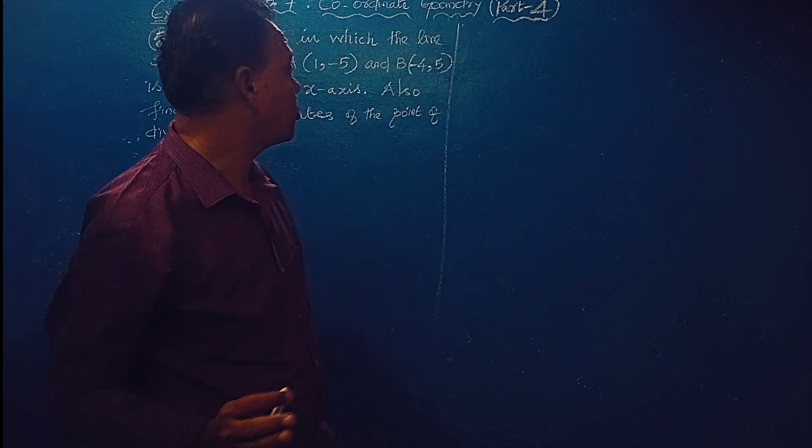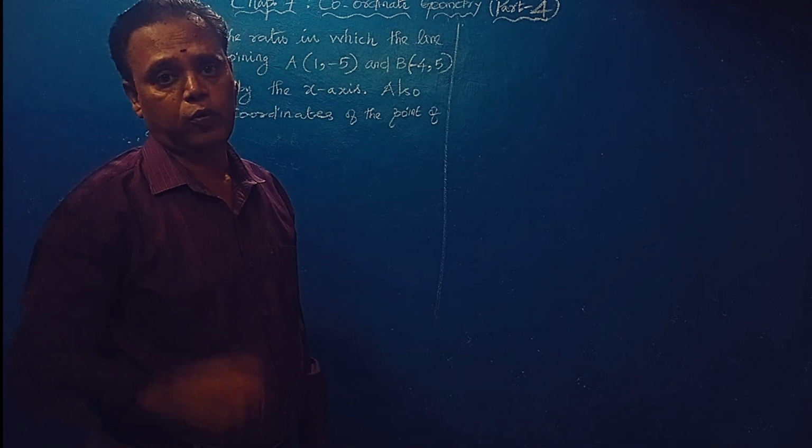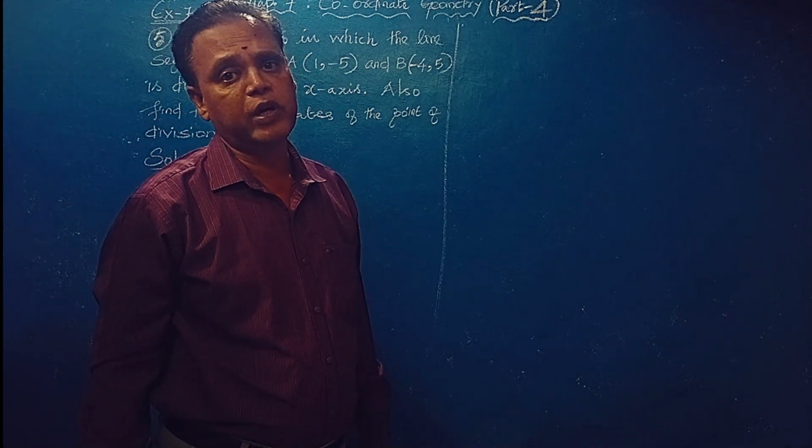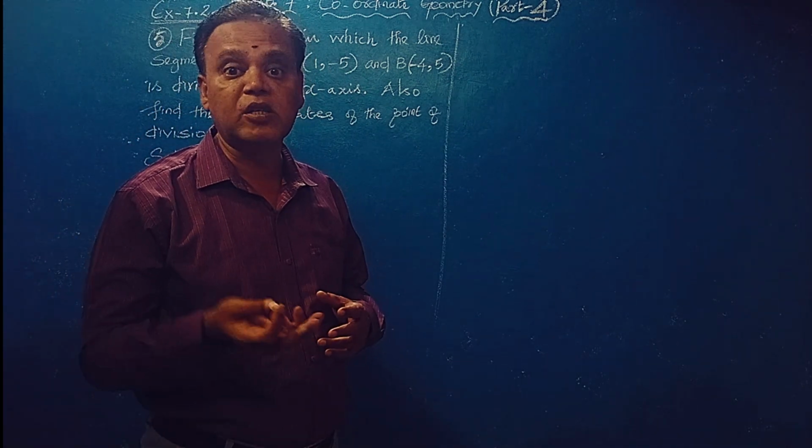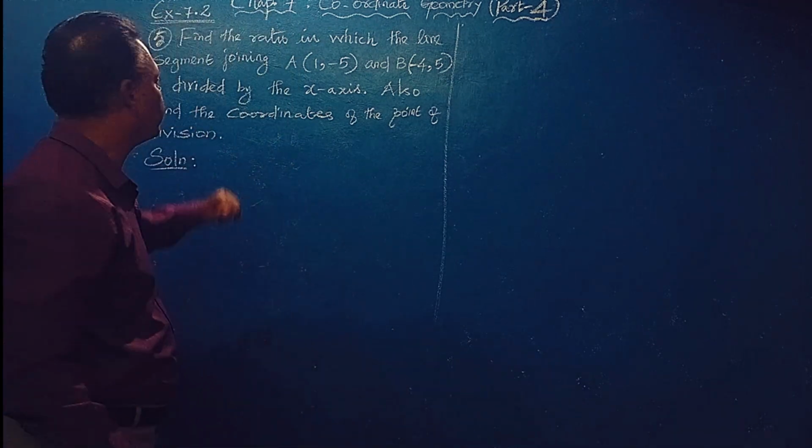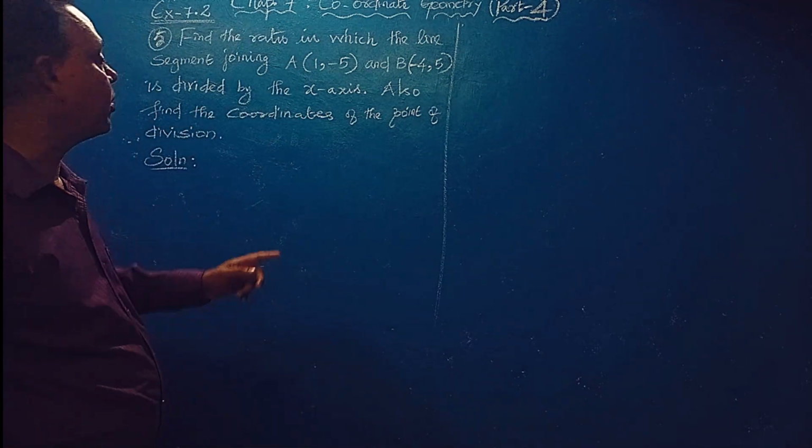Chapter 7, Coordinate Geometry, Part 4. So in this part, we are going to see some more problems from exercise 7.2. You read the fifth problem.